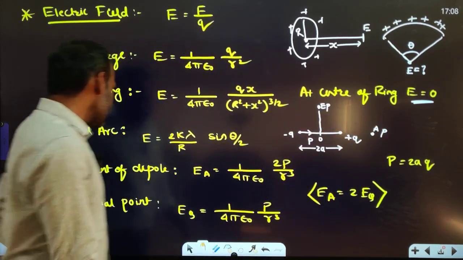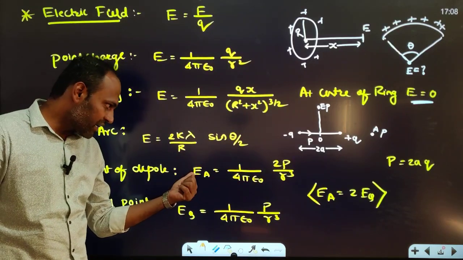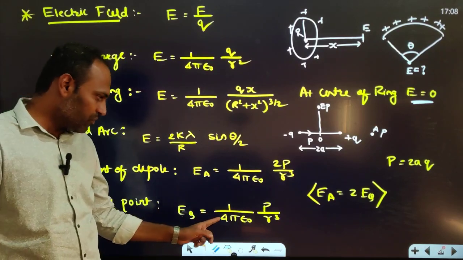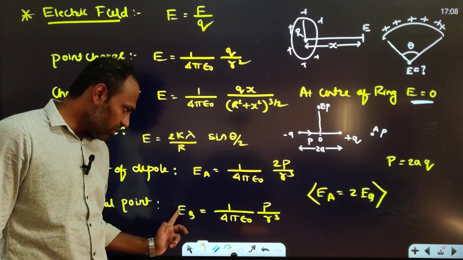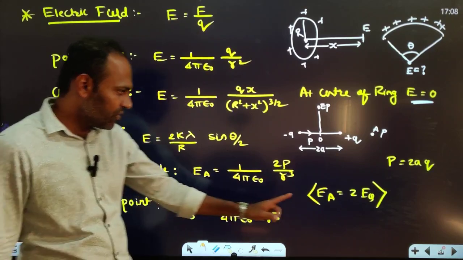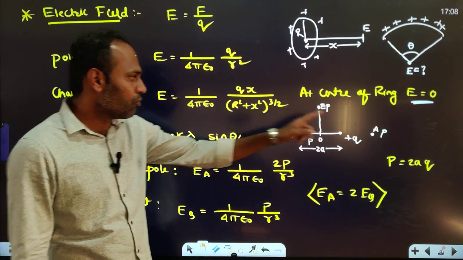So at the axial point, electric field is EA is equal to 1 by 4 pi epsilon 2p upon r cube. So electric field is inversely proportional to the cube of the distance. At the equatorial point, it is 1 by 4 pi epsilon naught P divided by R cube. Here also electric field is inversely proportional to R cube. So the relation between axial field and equatorial field is, axial field is 2 times the equatorial field. So more field is here.